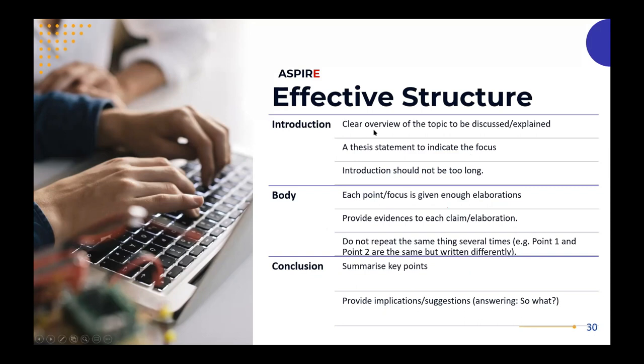So this is for assignment or essay, right? I'm not talking about the whole thesis. If it's thesis, then you go by your chapter organization. But if it's a proper essay, then it should have a clear overview of the topic, thesis statement, indicated focus, and the introduction should not be too long, depending on the topic as well sometimes.